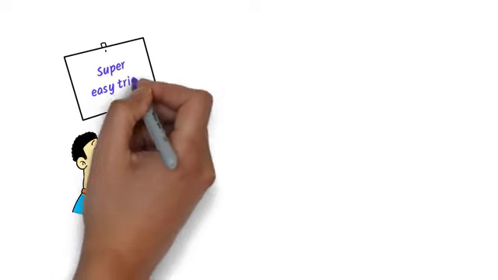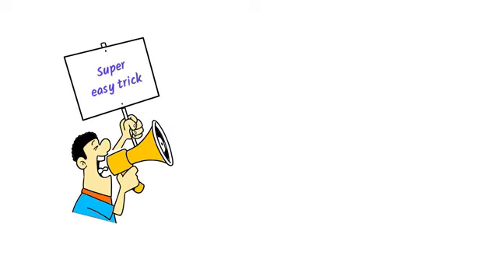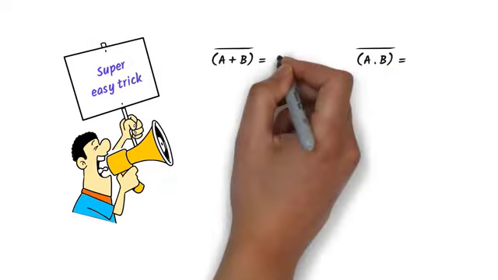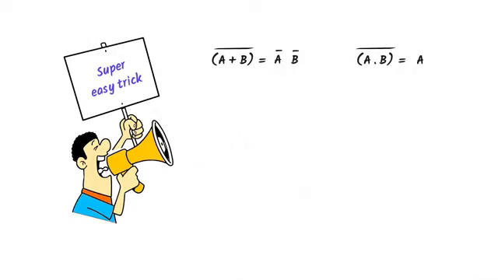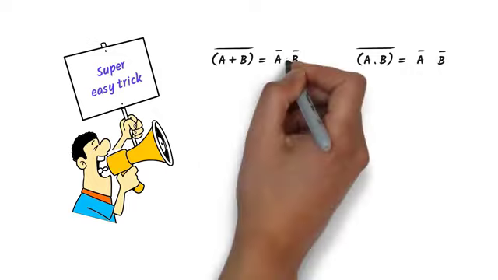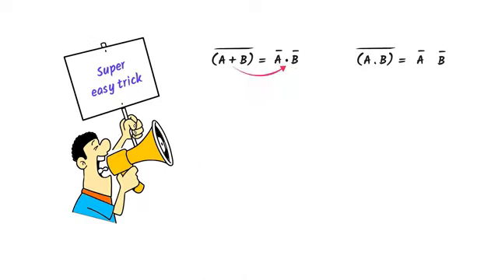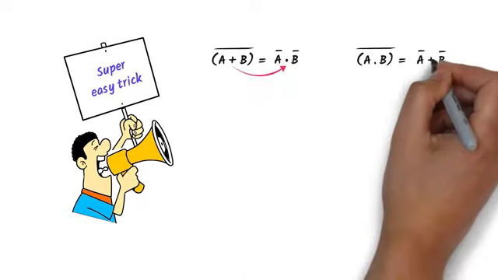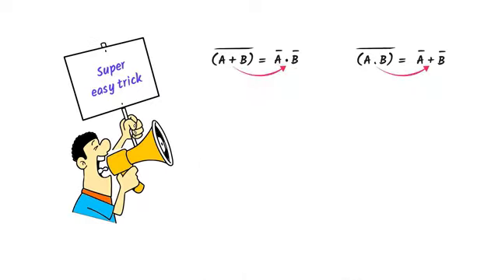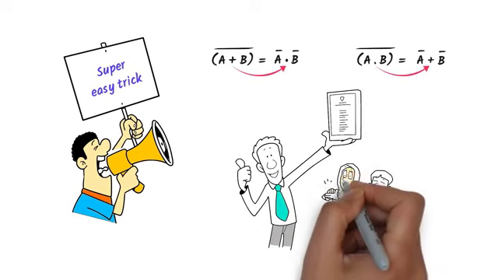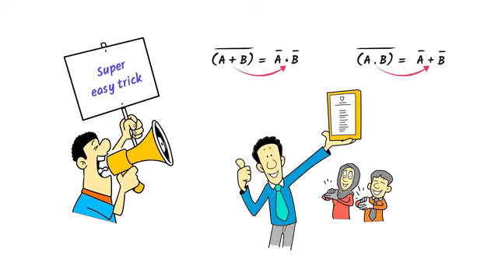Now I will teach you my personal and super easy trick to remember these two equations. Let me write a plus b whole bar and a dot b whole bar. I always write a bar b bar, a bar b bar. Secondly, if there is plus, I convert it to dot. If there is dot, I convert it to plus. This is the super fast easy trick to remember these two equations.